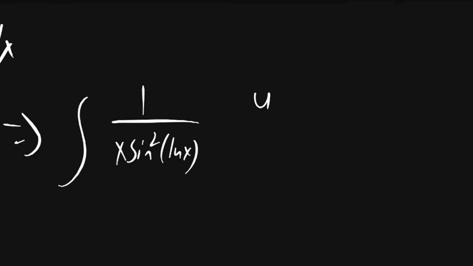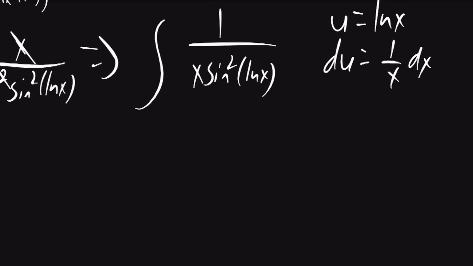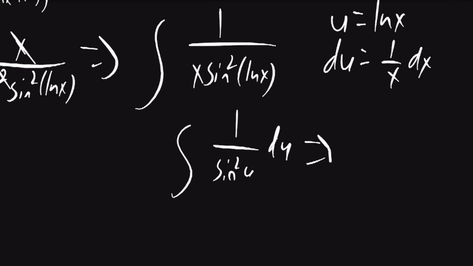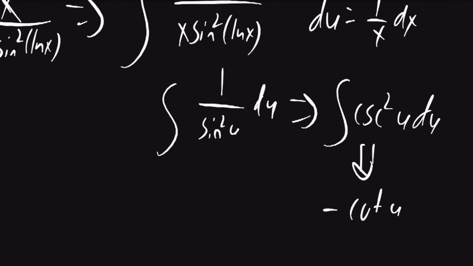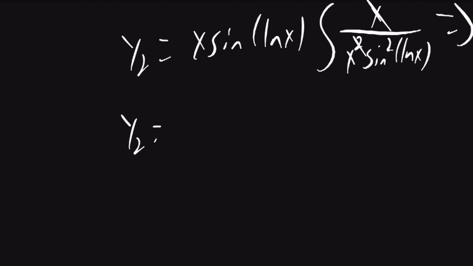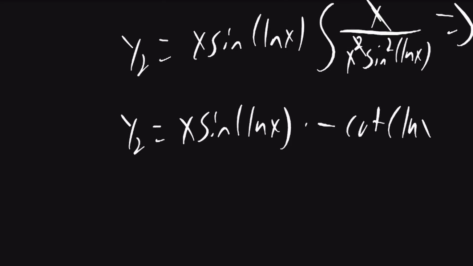We can use u substitution to solve. u will be equal to ln x, so du is going to be equal to 1/x dx. This integral will become the integral of 1/sin²u du, which will become the integral of csc²u du. So this will become negative cotangent u. So y2 will be equal to x sin(ln x) times negative cotangent of ln x.